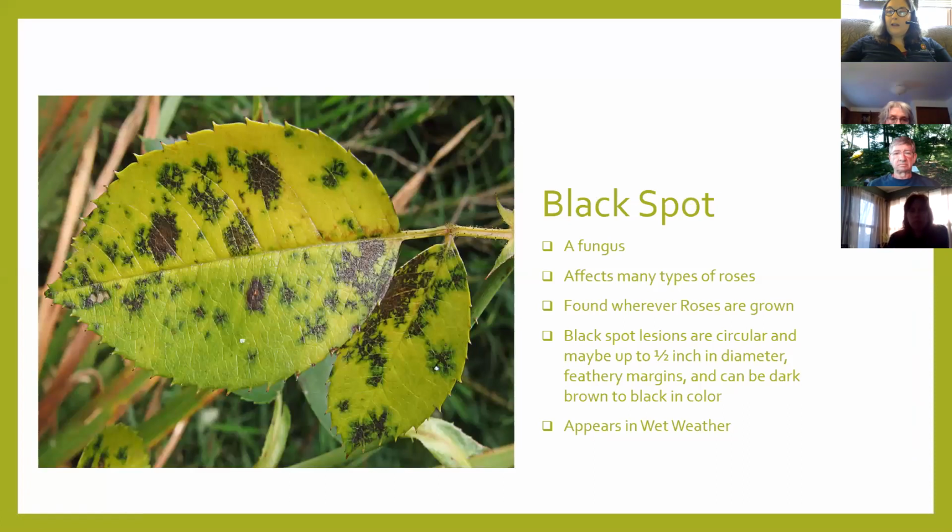You'll notice with black spot, I wanted to make sure that the pictures reflected what you would be seeing on the leaf. Black spot disease is a type of fungus. This specific type of black spot affects many different types of roses. The lesions are very circular, maybe about half an inch in diameter. You can see that they almost have feathery margins, so it's not quite fully circular; it feathers out. In this case, they can be brown and black in color.